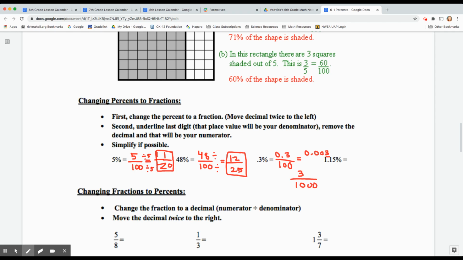Now that I have this over 1,000, can I simplify it? No, I cannot simplify it because 3 is a prime number. So that is my final answer.